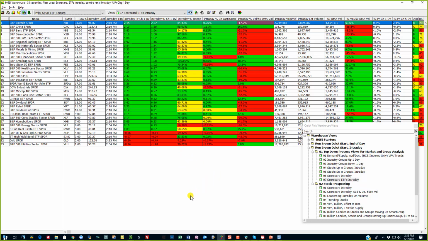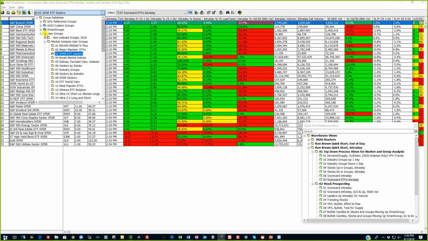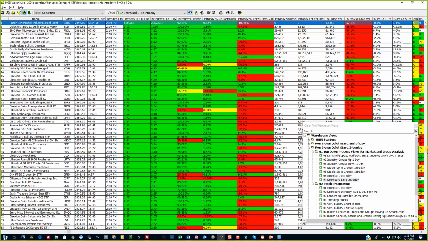Okay, so read the book. If you've read it, go back and reread it, and I'm going to try to give you some insights into these charts. Also, let's go into all securities here and see what's going on while I talk.